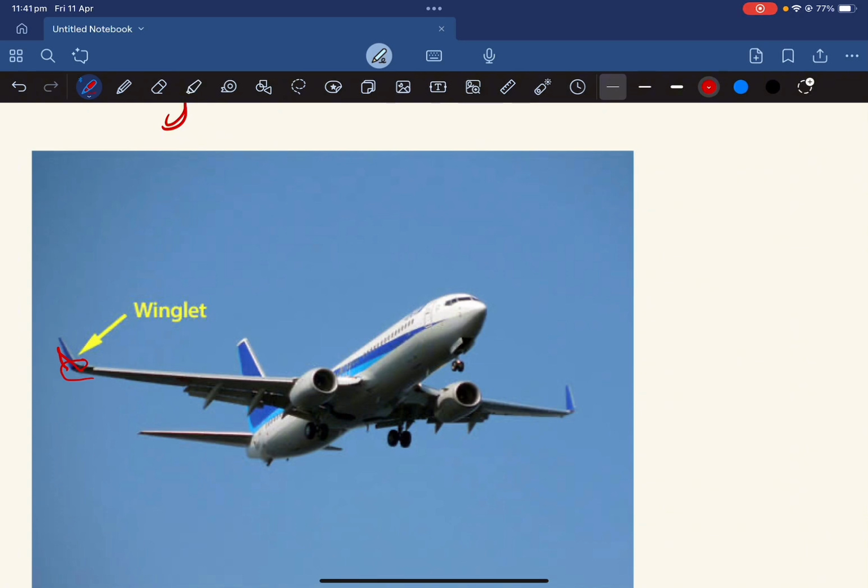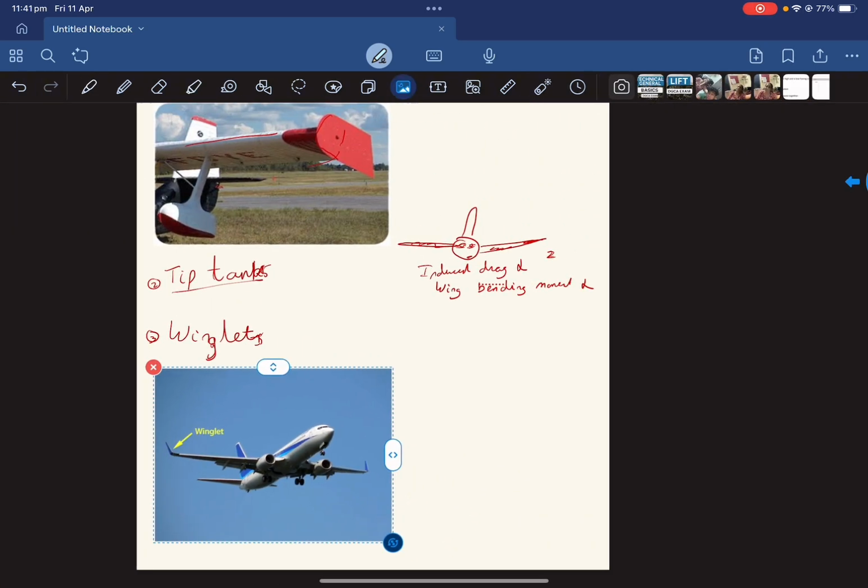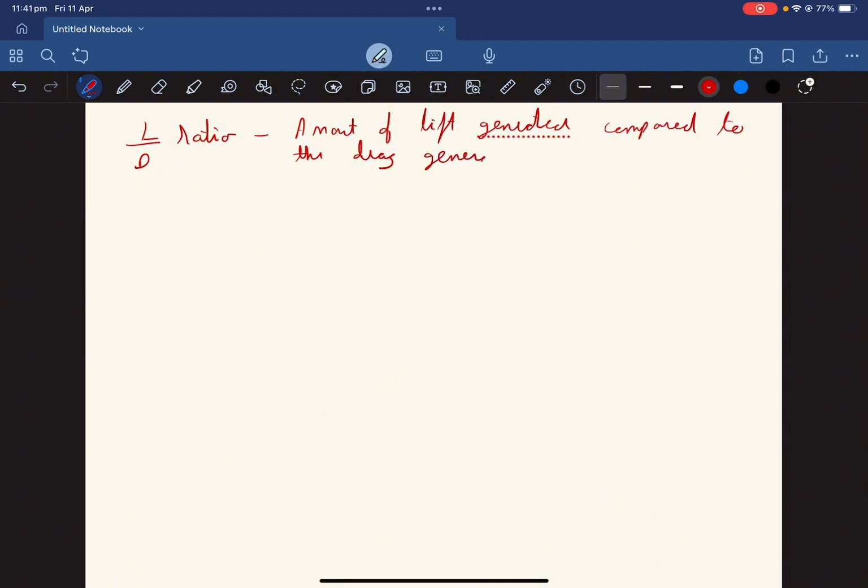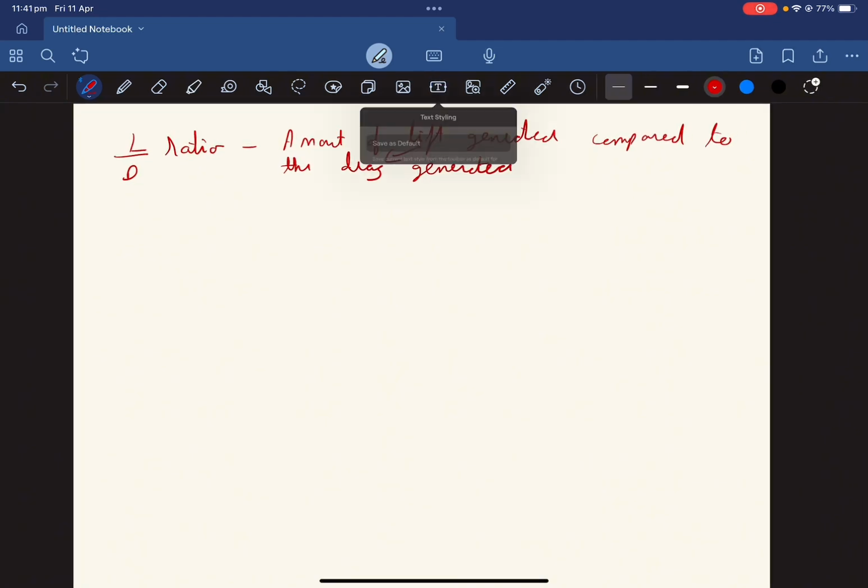Now let's go to the next part, which is the L by D ratio. So what basically is the L by D ratio? It's the amount of lift generated compared to the drag generated. Because of course if you're generating lift, you're going to generate drag. It goes hand in hand.